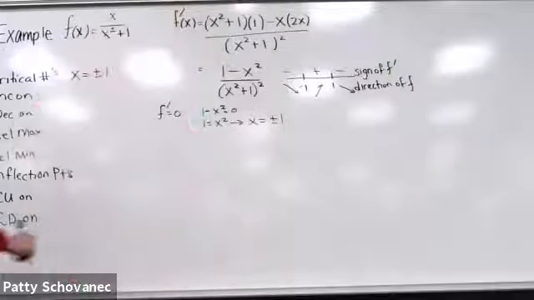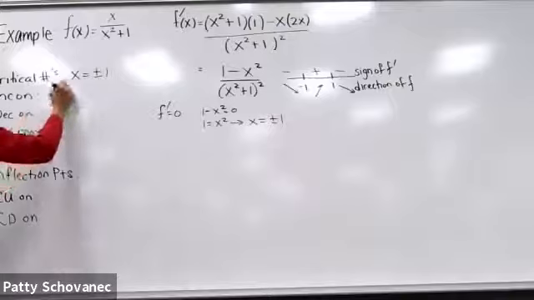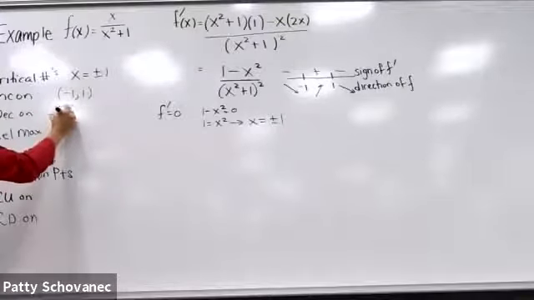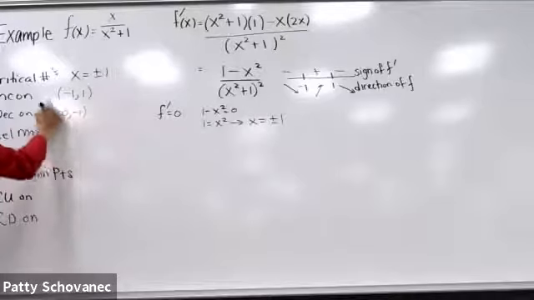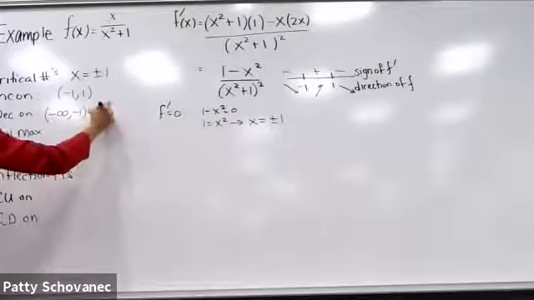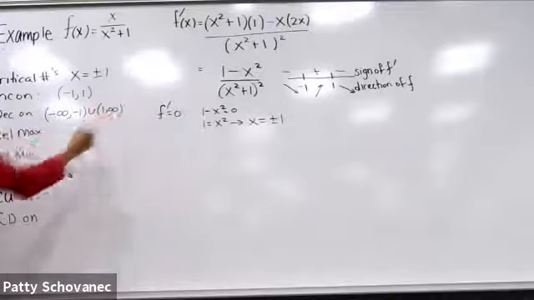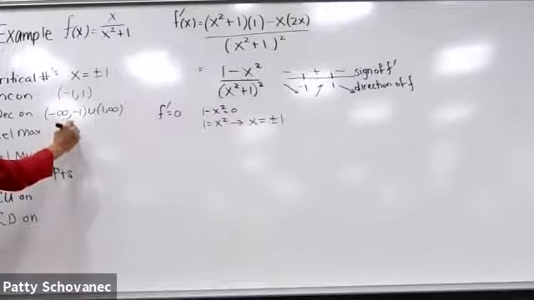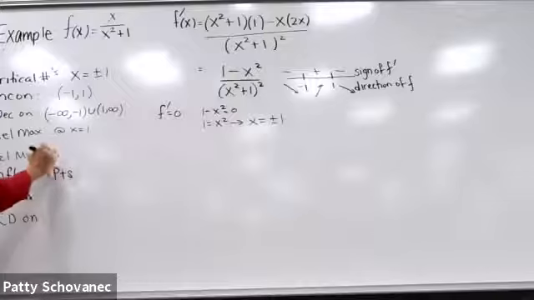So I write that it increases only between negative 1 and 1. Decreases to the left of negative 1, and then again to the right of 1. Which one's the max? x is equal to 1, and then this is at x is negative 1. Here comes the fun part.